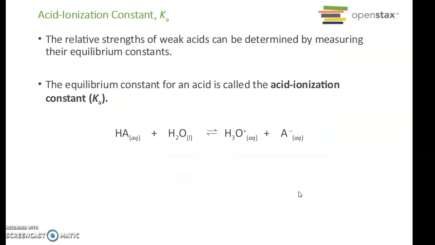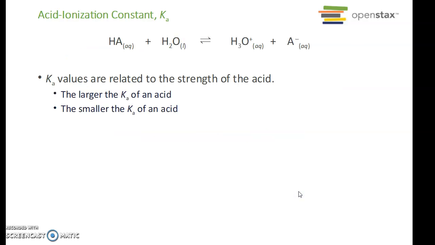Relative strengths of weak acids can be determined by measuring their equilibrium constants. That's why we went through all of those equilibrium concentration calculations in the prior chapter. We work out the equilibrium constant, and instead of just a K, it now has a K sub A to represent the acid ionization constant. The H2O is essentially 1, because it does not enter into the equation. You have the hydronium ion concentration, H3O plus, and the A minus in the numerator, divided by the concentration of HA.